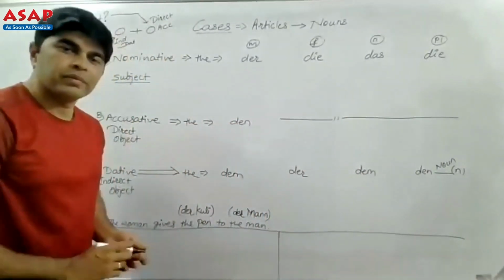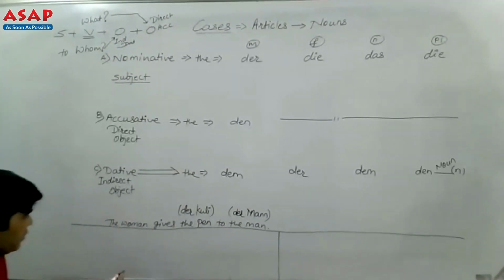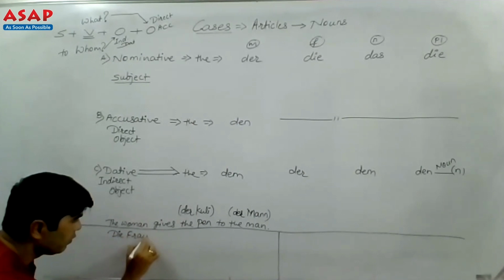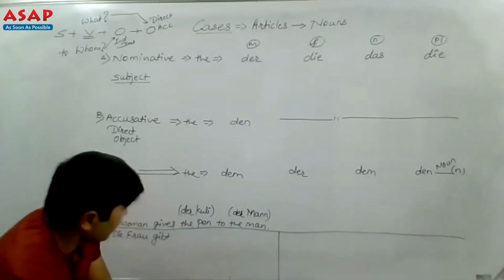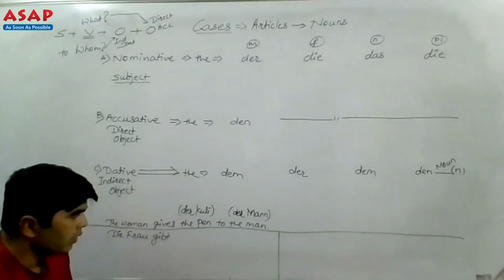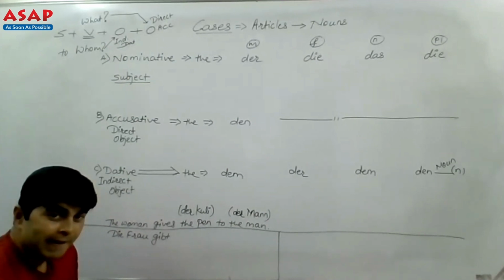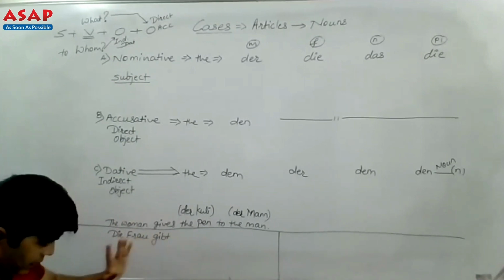Die Frau gibt der Kuli. Der Mann. No, den Kuli. Dem Mann. Okay. Now den Kuli, die Frau. Okay.